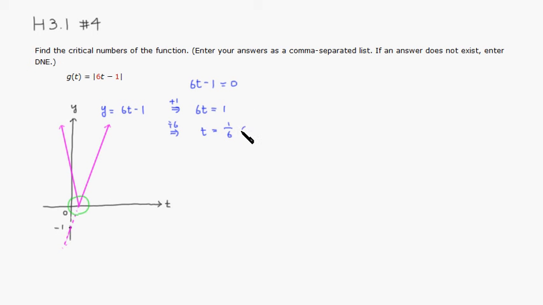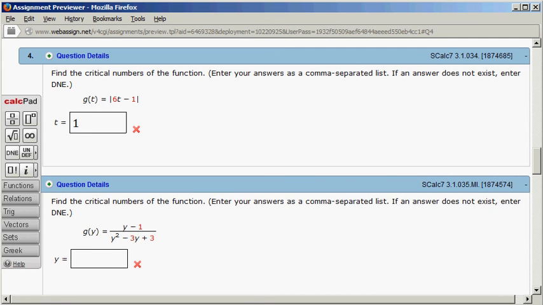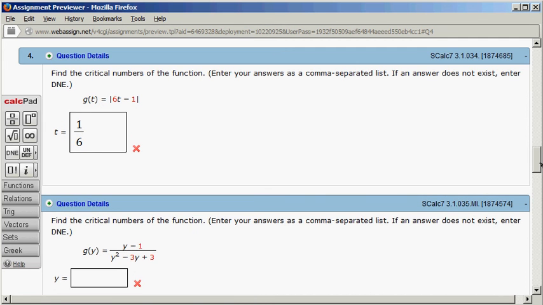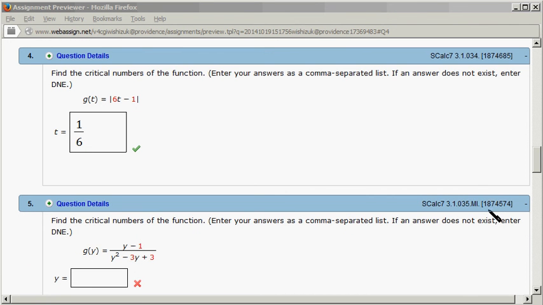Since the derivative is not defined there, this point qualifies as a critical number. So let's type it in. The critical number we found was 1 over 6. Let's go down and submit for testing. It came back and looks like we got the correct critical number here.